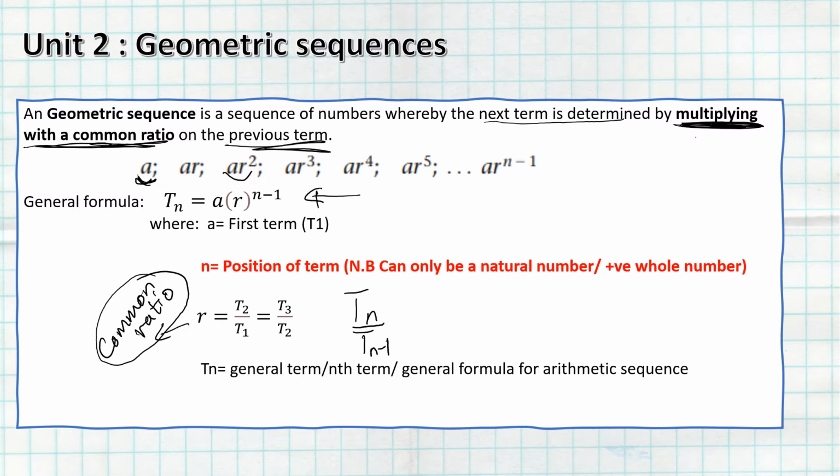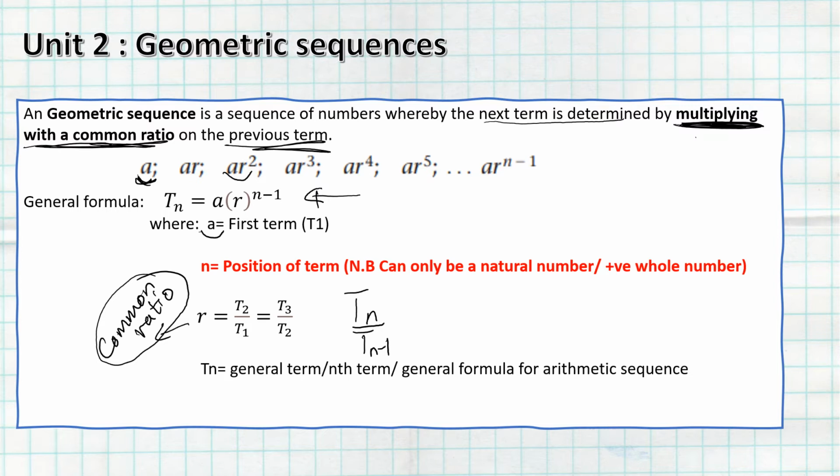So it must be T2 divided by T1, which is the same as T3 divided by T2, since the previous term of T3 is T2. So once we do that, we'll get the common ratio. So you know that a stands for the first term, which is term number 1, and n, as highlighted in red, stands for the position of the term.